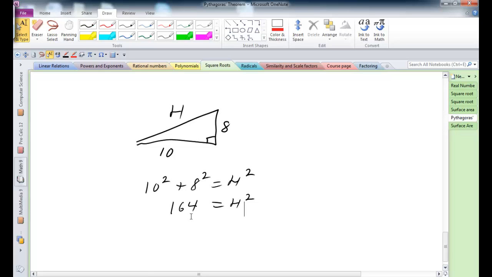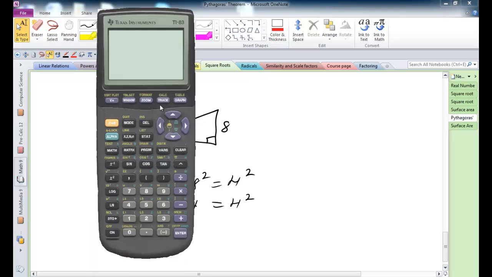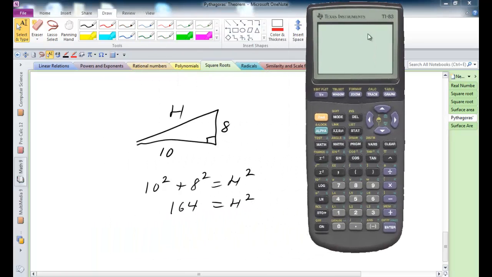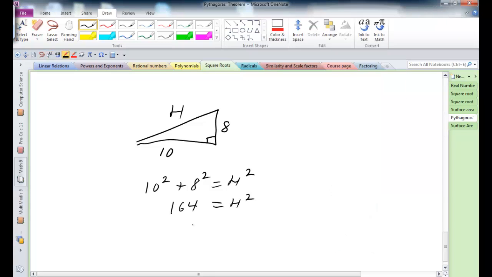And I simply use my calculator. I could estimate it the way we were estimating before, but I think I'll use my calculator and do the square root of 164, and I get 12.8. So the length of that hypotenuse would be 12.8.